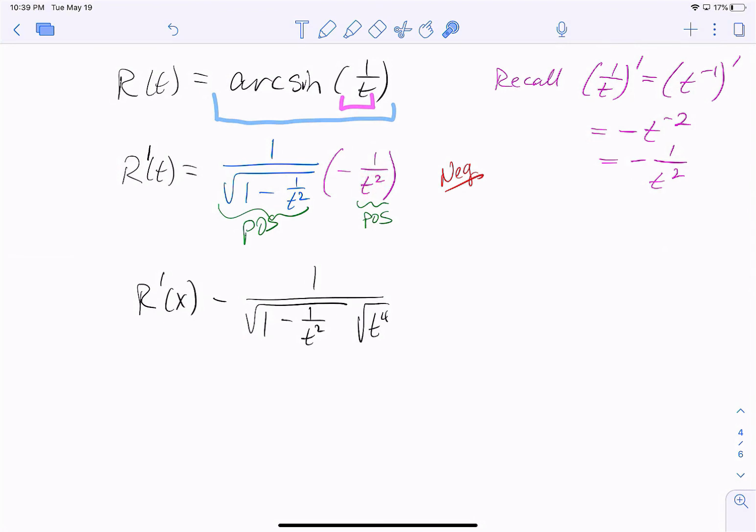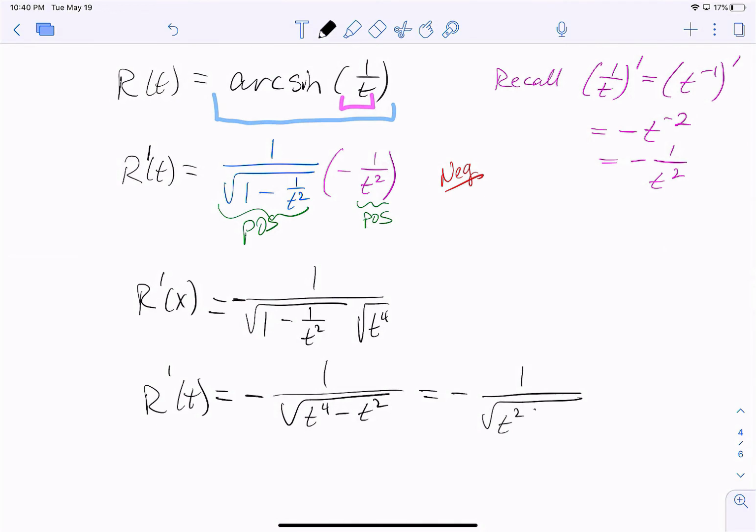Now I have square root times the square root. Now I can multiply and actually distribute into that square root. So I get r prime of t is equal to, whoops, that's negative, negative 1 over the square root of t to the fourth minus t squared. And negative 1 over, so I can factor inside of the square root a t squared. And I'm left with t squared minus 1.